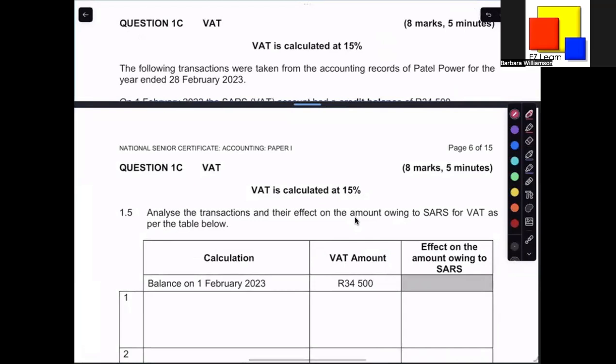This question is taken from the IEB paper from November 2023, paper 1. VAT is calculated at 15%, which is the current VAT rate. I always find it easiest to do the VAT calculations by doing my little calculation triangle.